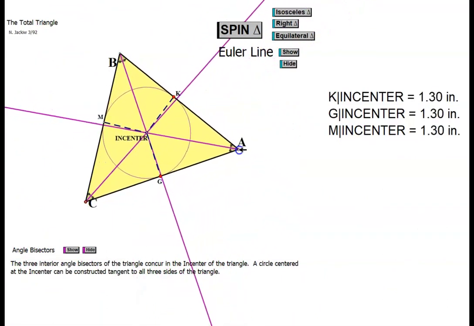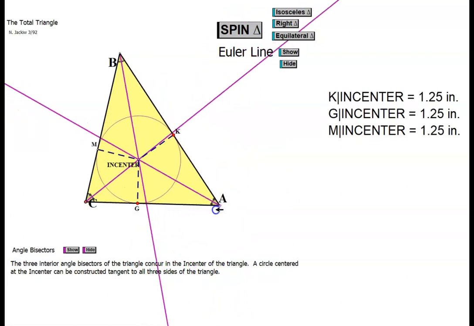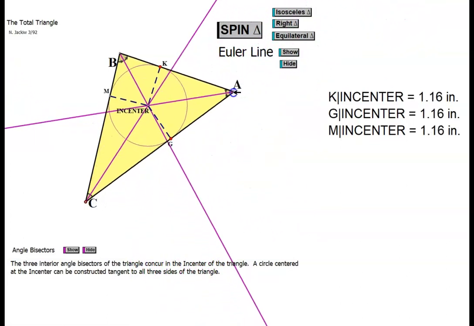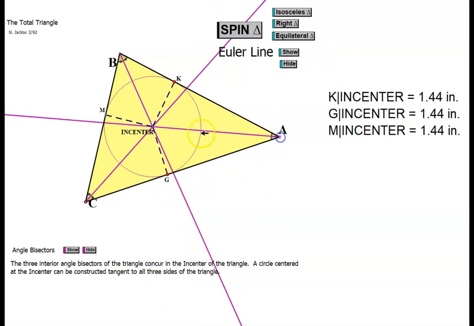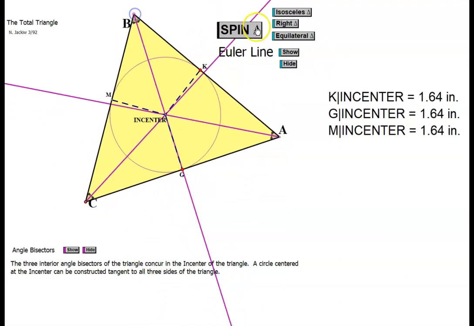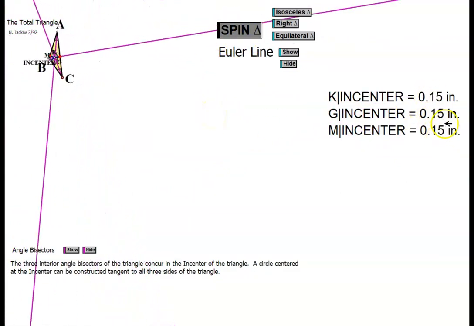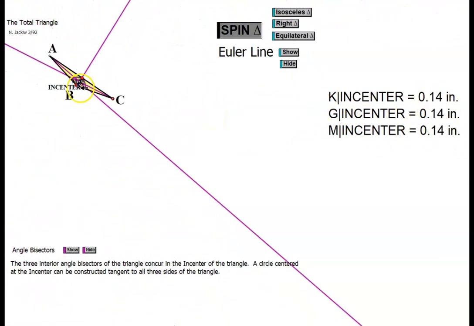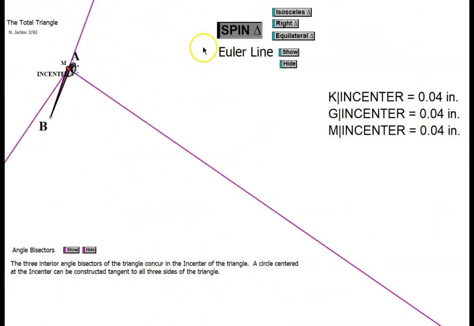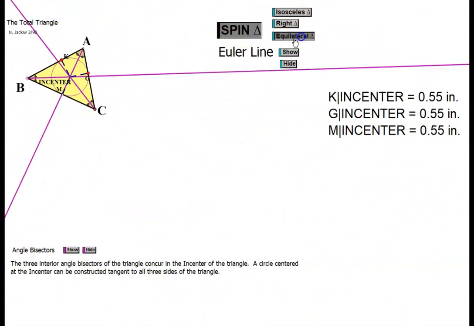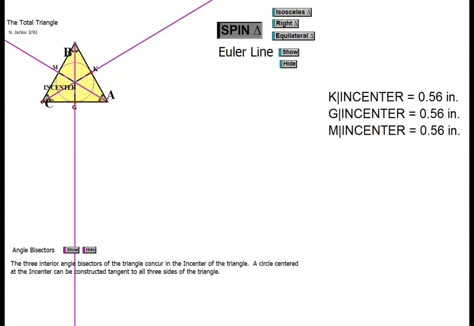triangle, so the incenter is always the same distance away from the sides no matter what, and it is always the center of an inscribed circle. I can even spin it so you can see that our side lengths are staying the same, and that circle is staying inside the triangle the whole entire time. There's the incenter.